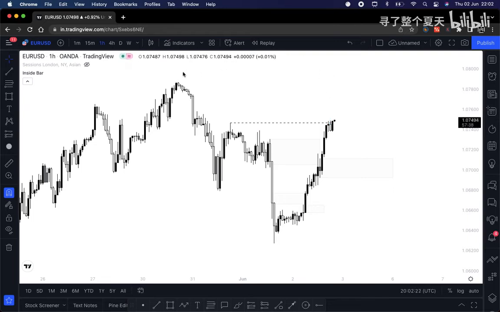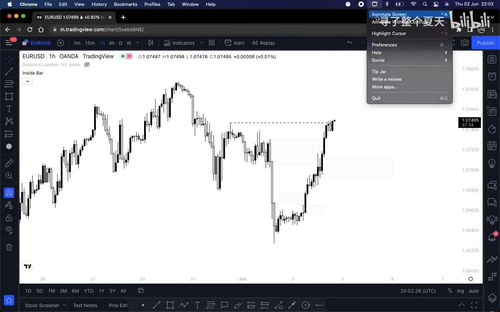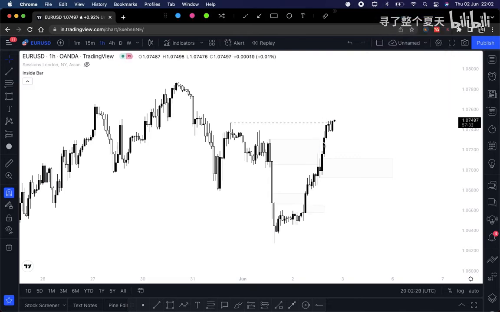And like I showed you earlier on, we used the very same concept to understand that, oh, okay, I can't take shorts around the supply simply because as price is pushing into this zone, it is bullish, right?